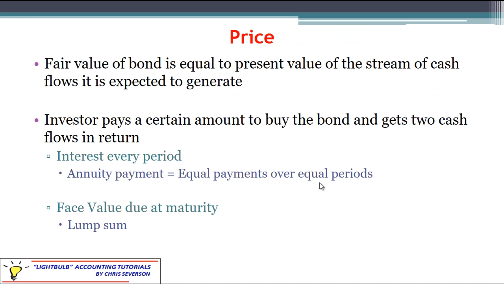So first of all, the fair value of the bond, in other words, the price that it will generally issue at, is equal to the present value of the future streams of cash flow that it is expected to generate. So what we mean by this is that when an investor buys this $100,000 bond, they are expecting to get two things back in the future.